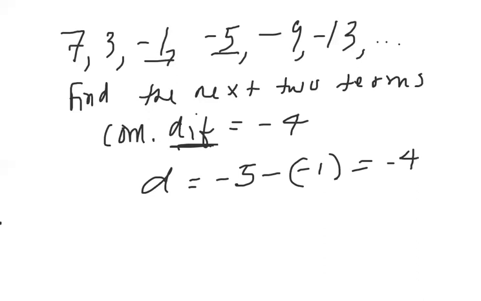And that's it. Okay? So now I am going to go ahead and find the next two terms. Since I now know what the common difference is, all I have to do is add the -4 to get the next two terms. So if I add -4 to -13, that's going to give me -17. And then I'm going to take -4 and add it to -17, and this will give me -21. So there are my next two terms, guys. Any questions?